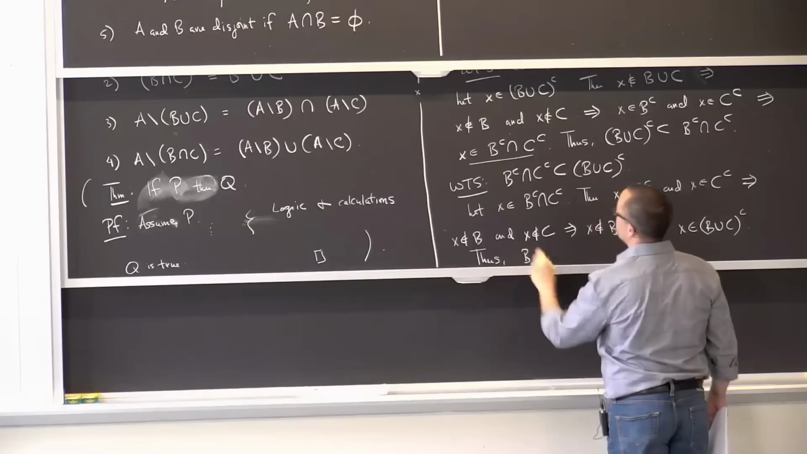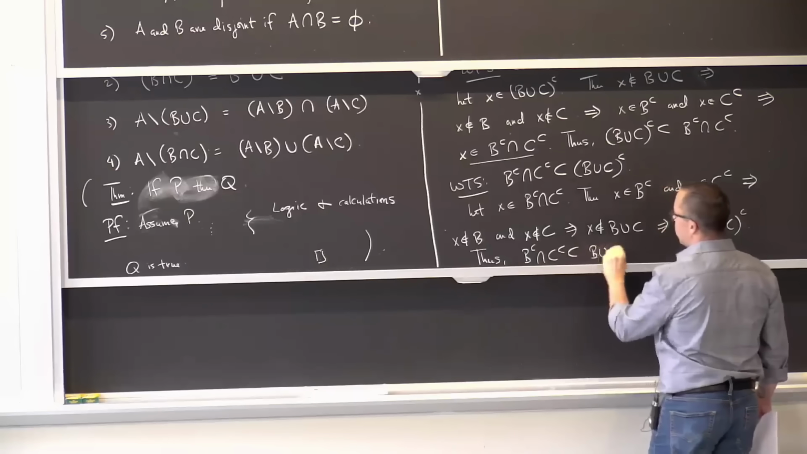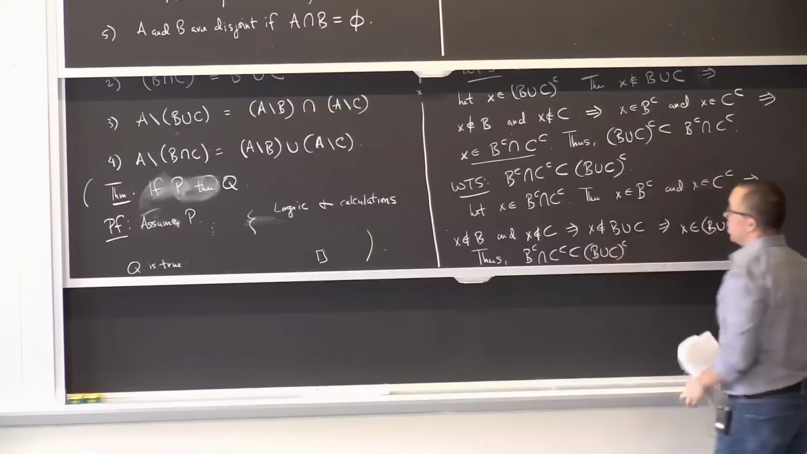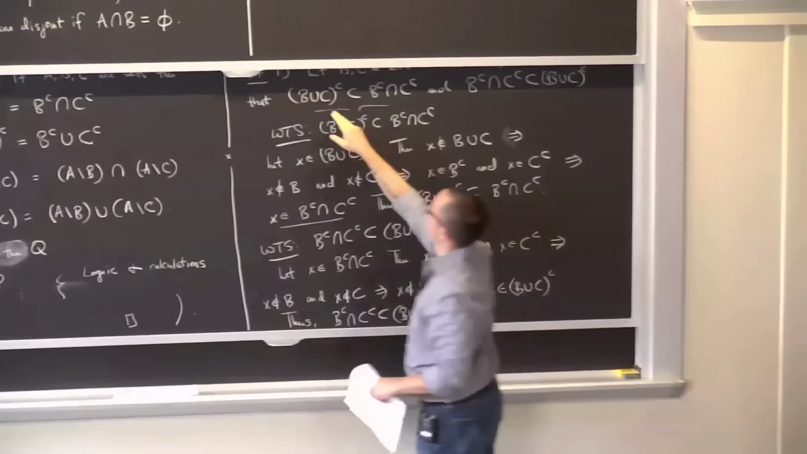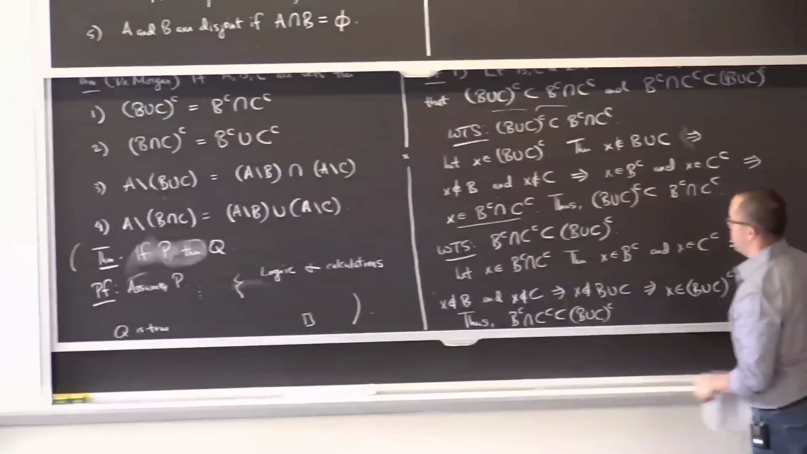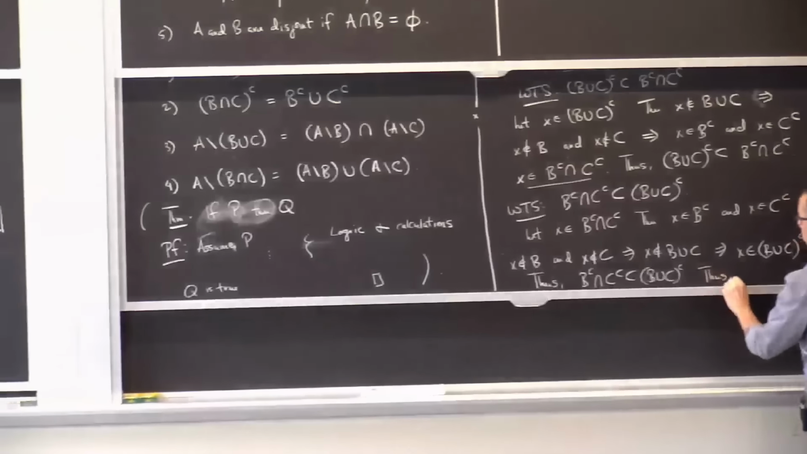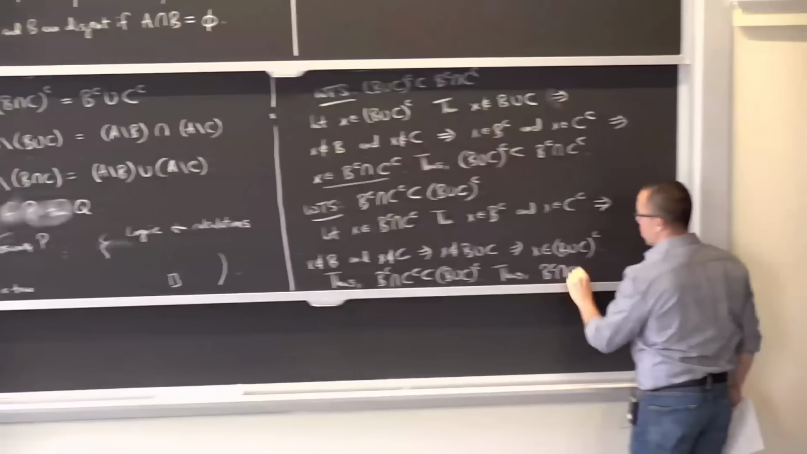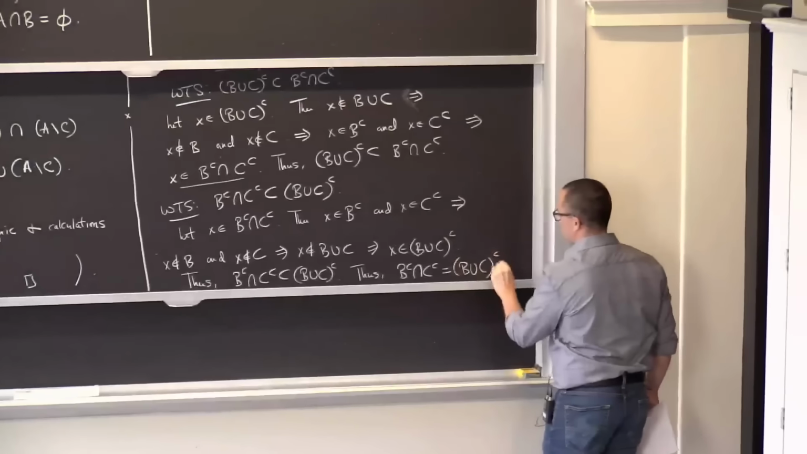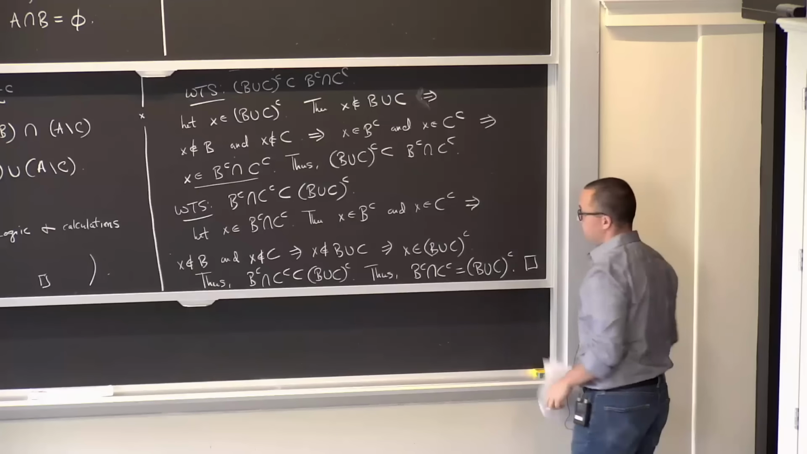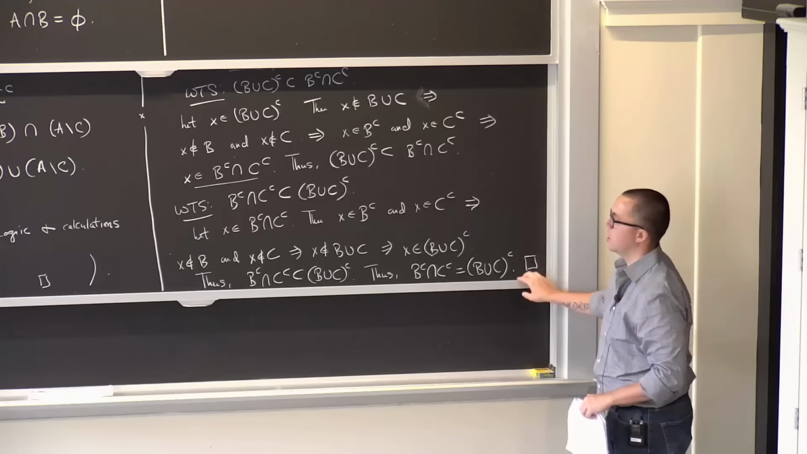Thus, we've proven it is a subset of B. And since we've shown both sets are a subset of each other, that means by the definition of two sets being equal, they are equal. Again, this box means really nothing. It just means that's the end of the proof.